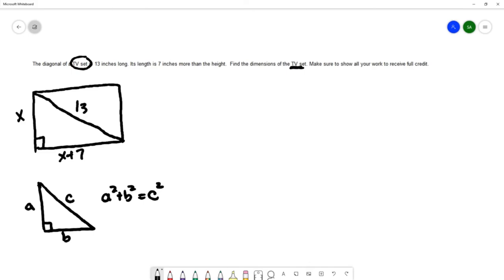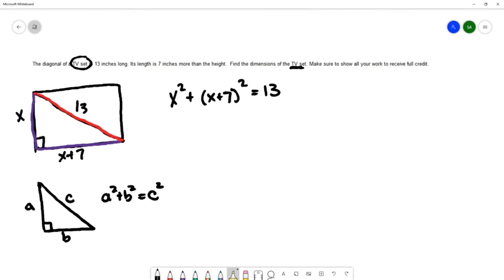So we can use the Pythagorean theorem to create an equation which relates the sides of our right triangle. These two sides are the legs. The side opposite of the right angle is the hypotenuse. So we have x squared plus x plus 7 squared equals 13, using the Pythagorean theorem. This creates a quadratic equation for us to solve.